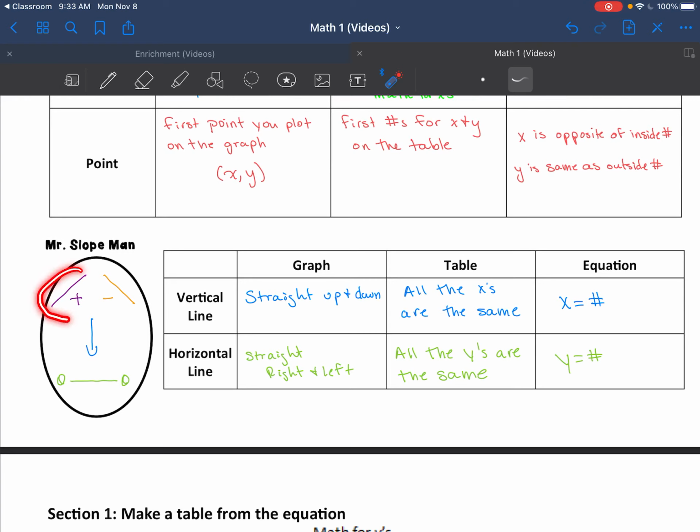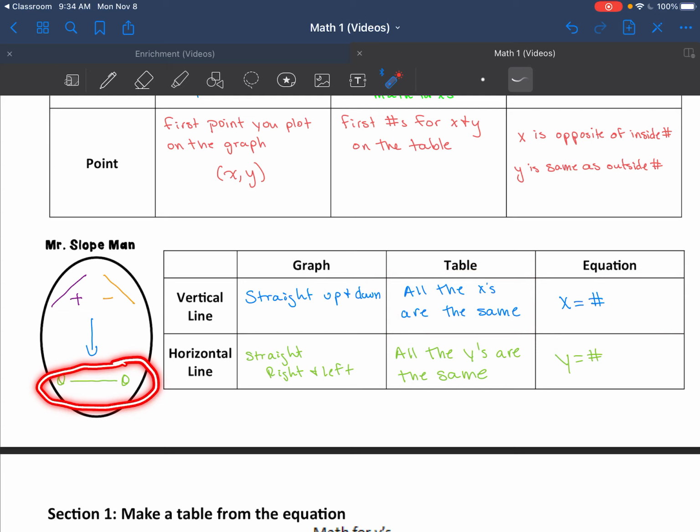Next up, we have Mr. Slopeman. So remember, his plus sign means it's a positive slope. This is how a negative slope shows. Up and down is an undefined slope, and then a side-to-side line is a 0 slope. So that undefined slope is called a vertical line, which means it goes straight up and down on your graph. On a table, all your x values are the same, and in an equation, it's just x equals a number.